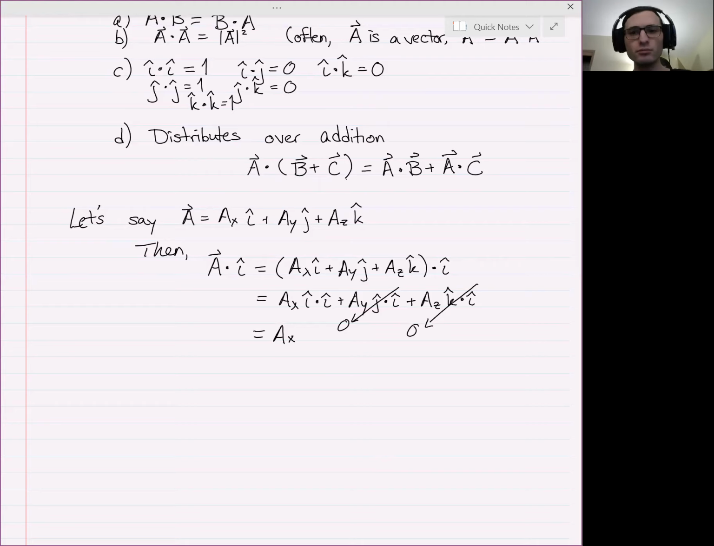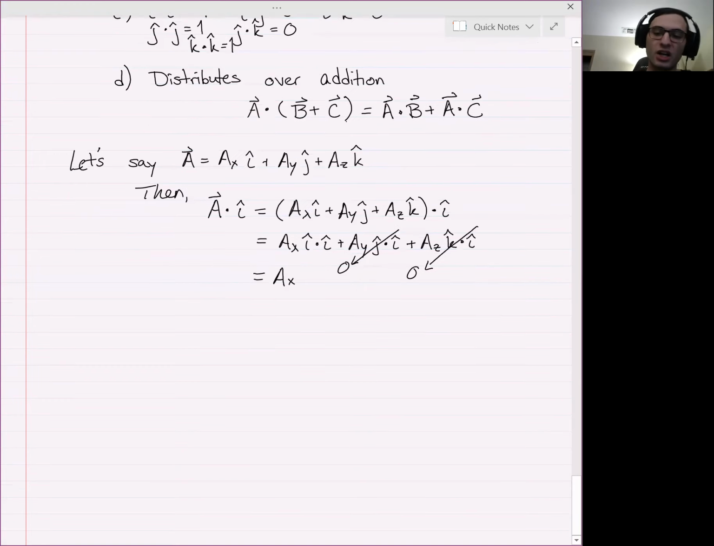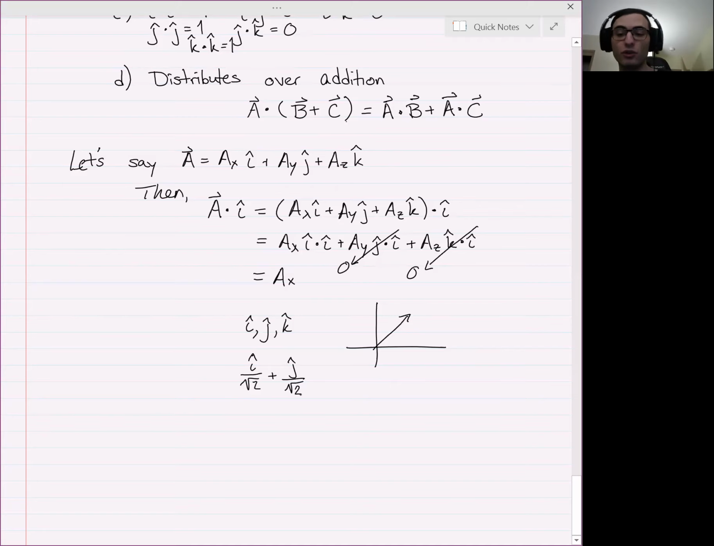In general, if you want to find the magnitude of a vector in some direction, you can dot it with a unit vector pointing in the direction that you want. By the way, not all unit vectors are i, j, or k. There are other unit vectors too. These are just the standard ones. Sometimes you might want a unit vector that points up and to the right, right? That unit vector would be i hat divided by square root 2 plus j hat divided by square root 2. And you can check that that has a magnitude of 1 and it points in the direction you want. And so it would represent a unit vector just in a different direction.